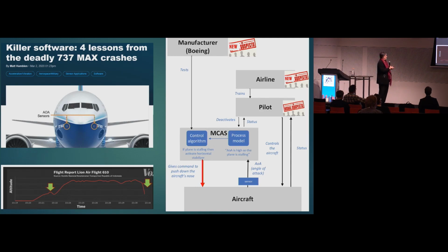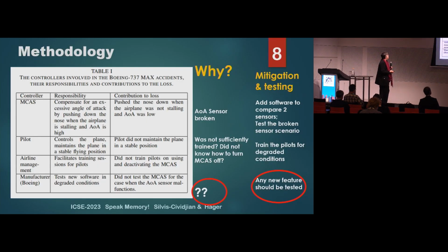Then you can say, okay, the problem was the software, of course, but we can also see that the problem was with a manufacturer which could have tested the software. The problem was with a pilot who couldn't disconnect it. The problem was with an airline which didn't train the pilots. So you see, when you analyze the accident, you get a lot of controllers that could have done something but didn't do it. When we know this, then we move to the question, indeed, why?